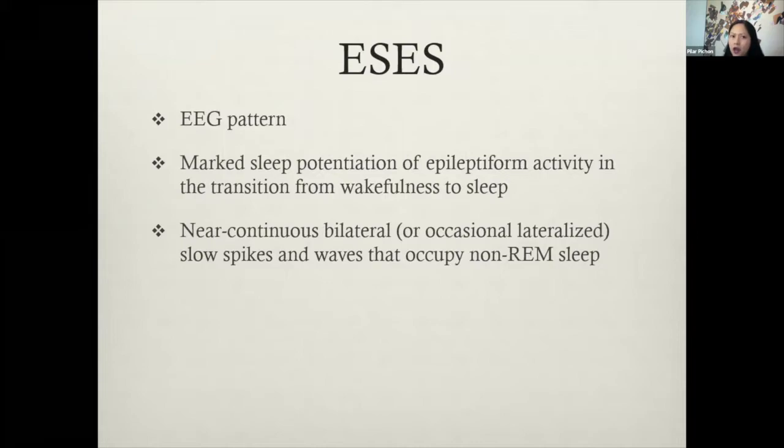So the EEG pattern: there is marked sleep potentiation. What that means is that you see these continuous spike and waves when the child falls asleep, and also when the child transitions from being awake to falling asleep. It's near continuous bilateral, meaning coming from both sides of the hemispheres, or sometimes it's just one side of the hemisphere. And you see the slow spikes and waves, and they occupy most of what we call non-REM sleep. So that's a stage in sleep. As soon as you fall asleep, you get into the non-REM sleep, and then you get into different stages of sleep.